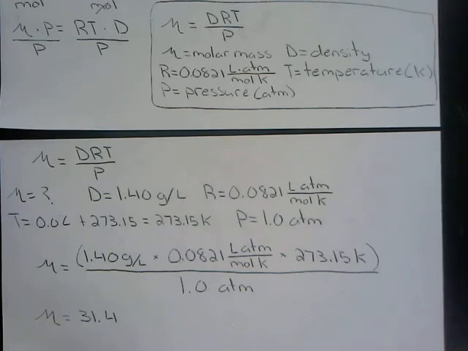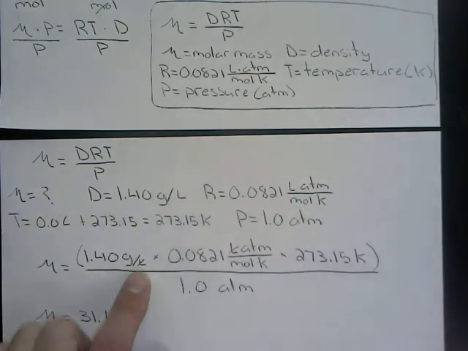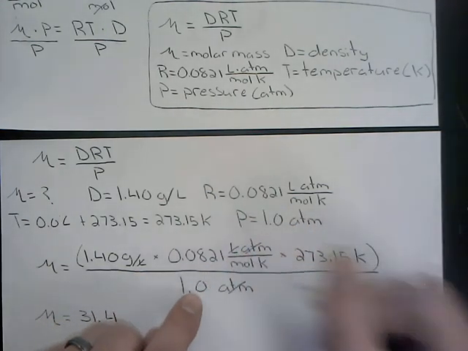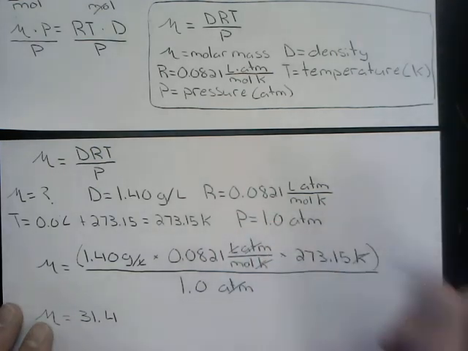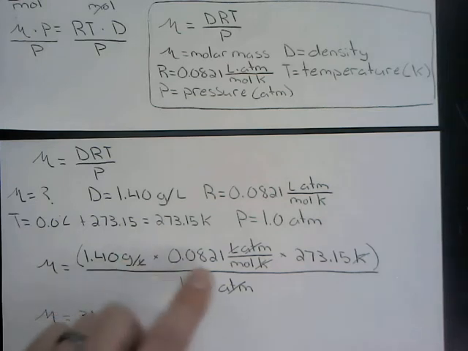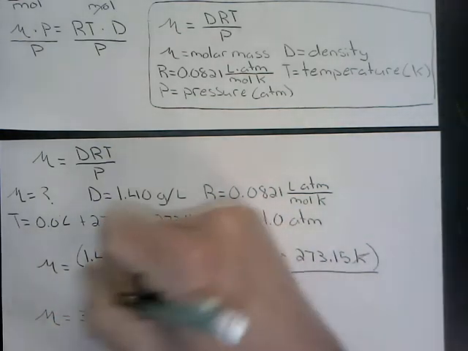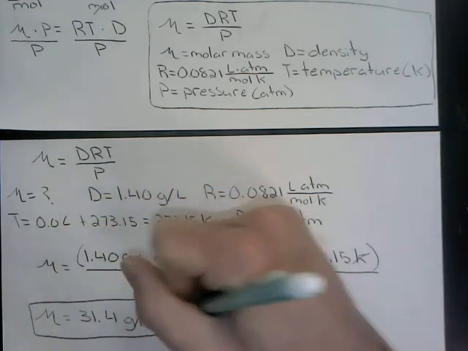But I'm going to show you how to get to the unit via how we can solve this. So we start out here with our units of liters. It's on top and it's on bottom here. They cancel out. Atmospheres is on top here and on bottom. They would cancel out. Our temperature unit, K for Kelvin, would cancel out. And so we're left with gram per mole. So our molar mass of this gas in this problem is 31.4 grams per mole.